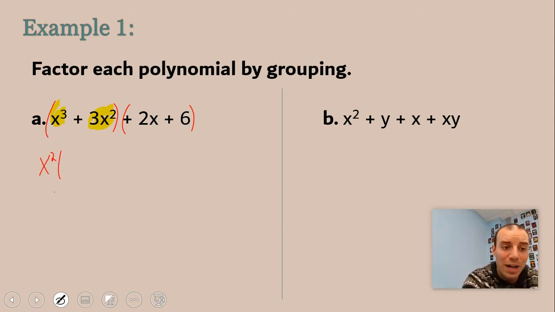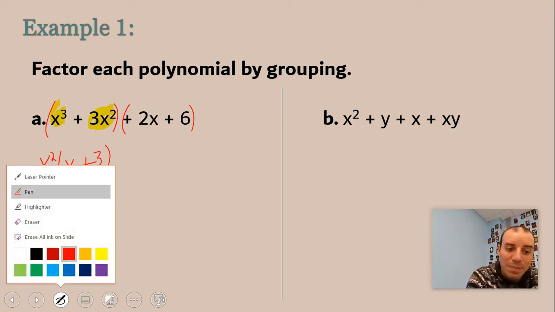If I take x squared out of x cubed, I factored it out. All I'm going to be left with is an x, because x squared times x will get me back to x cubed. I've taken x squared out of 3x squared, and all I'm left with now is a 3. And I could check that by doing x squared times x, that is x cubed, and x squared times 3, that is 3x squared.